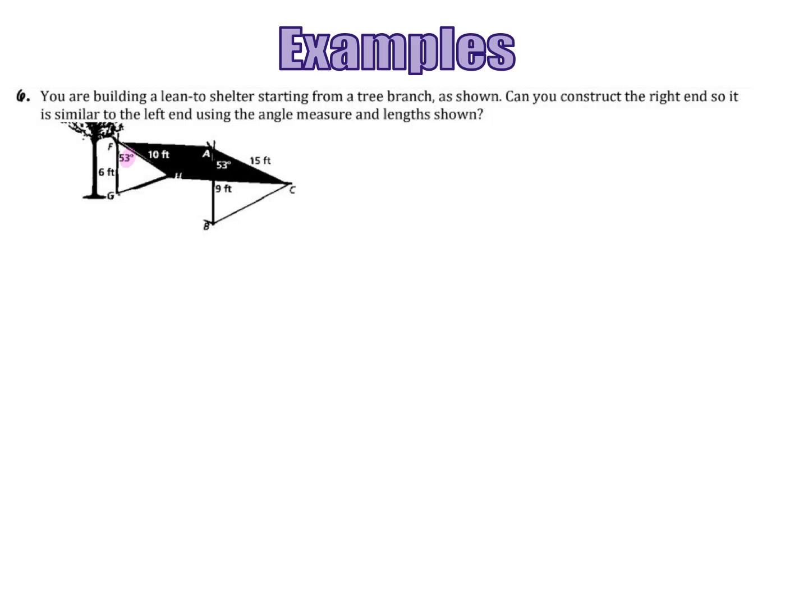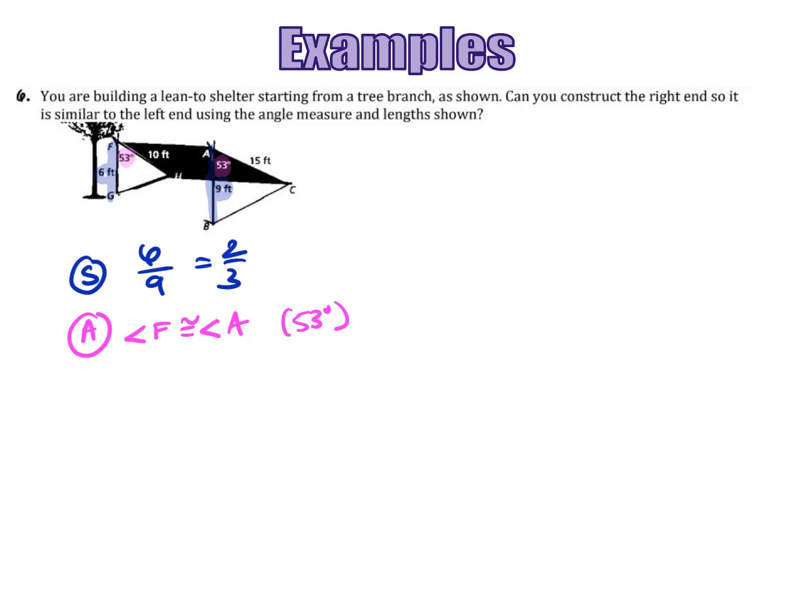We have 2 angles here that are both 53 degrees, so that's a good start. We have this side being 6 feet and this corresponding side being 9. So let's look at that ratio. 6 over 9 is going to simplify to be 2/3. I'm going to just make a note that angle F is congruent to angle A. They're both 53 degrees. And then we can look at the last side to see if side angle side is going to work for us here.